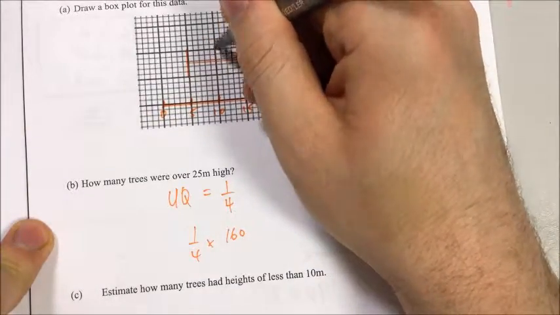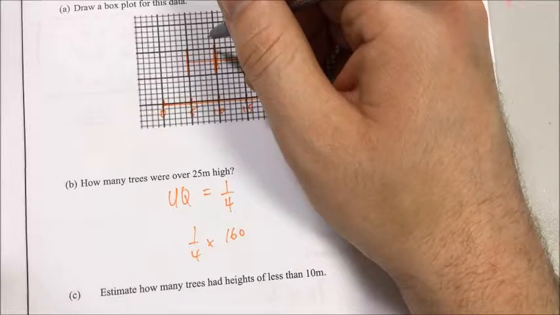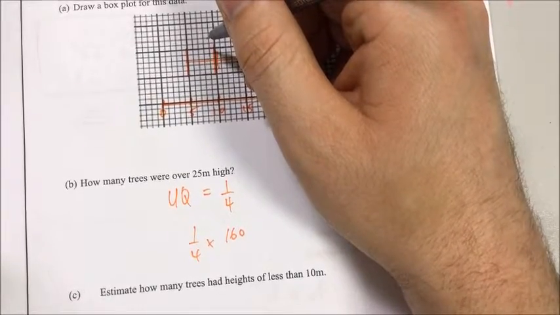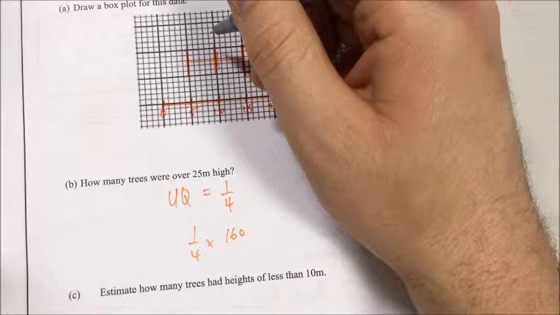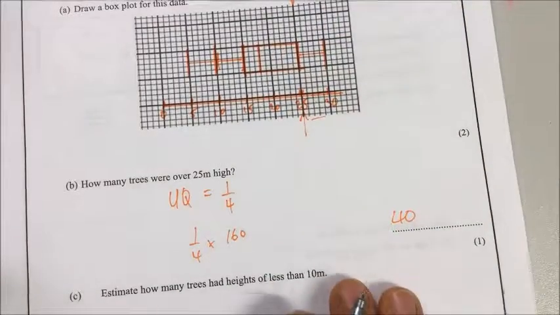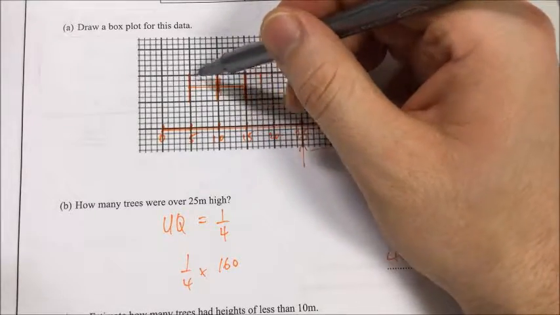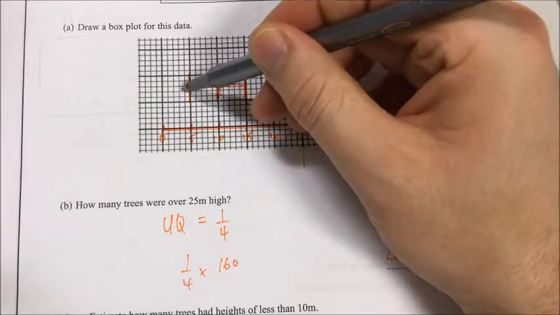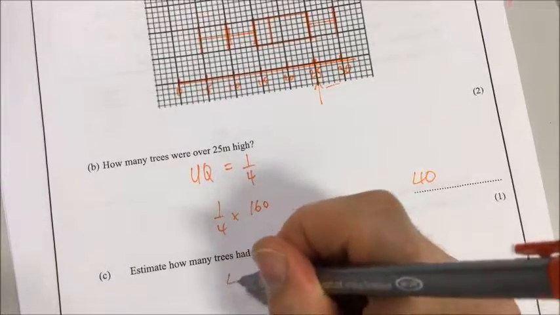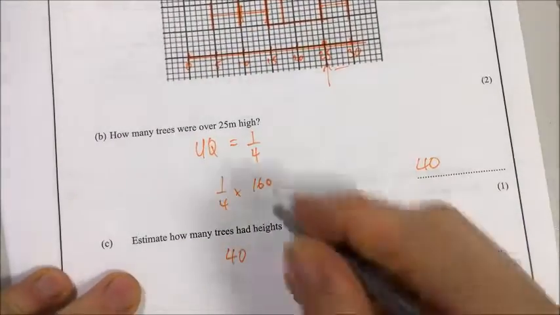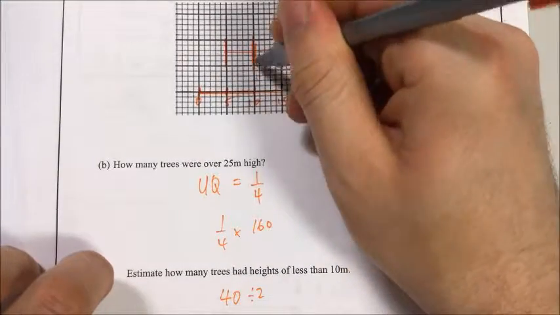Estimate how many trees had heights less than 10. So 10 is right there. I should be reading the numbers at the same time, really. So 10 is in the middle of the lower quartile. This is the lower quartile, from here down to the beginning, so this is a quarter of them. We know a quarter of them is 40 of them, and 10 is half of that. So there's actually 20 trees that are less than 10.